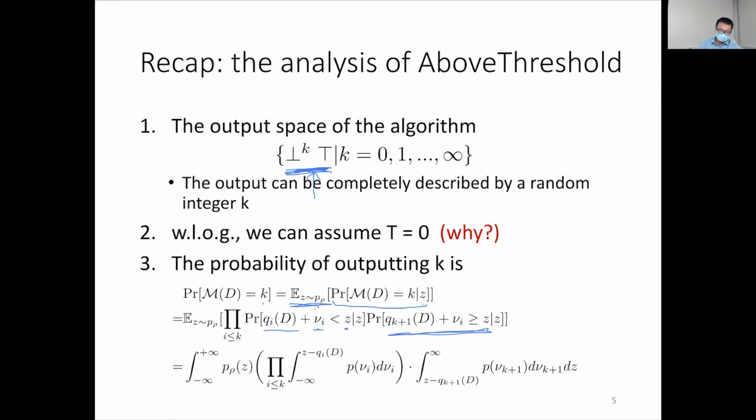So that's a direct translation of how the algorithm works if we end up getting an output of k. And then we can just rewrite this in an integral form over the different noise random variables. So this is the threshold noise and these are the nu_i, the random variables that got added to the individual queries as we do this noisy screening.